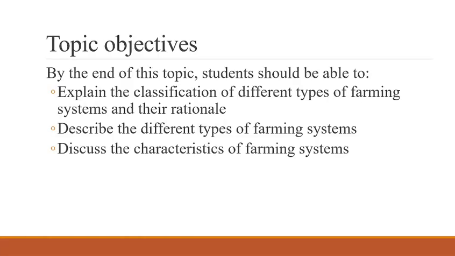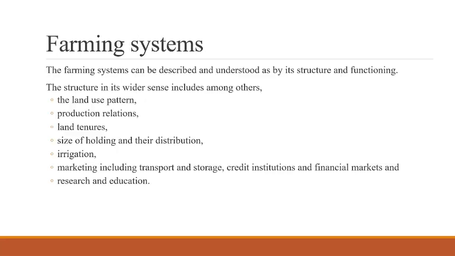So by the end of this topic, we should be able to explain the classification of different types of farming systems and their rationale, describe the different types of farming systems, and discuss the characteristics of farming systems. The farming systems can be described and understood by their structure and functioning.